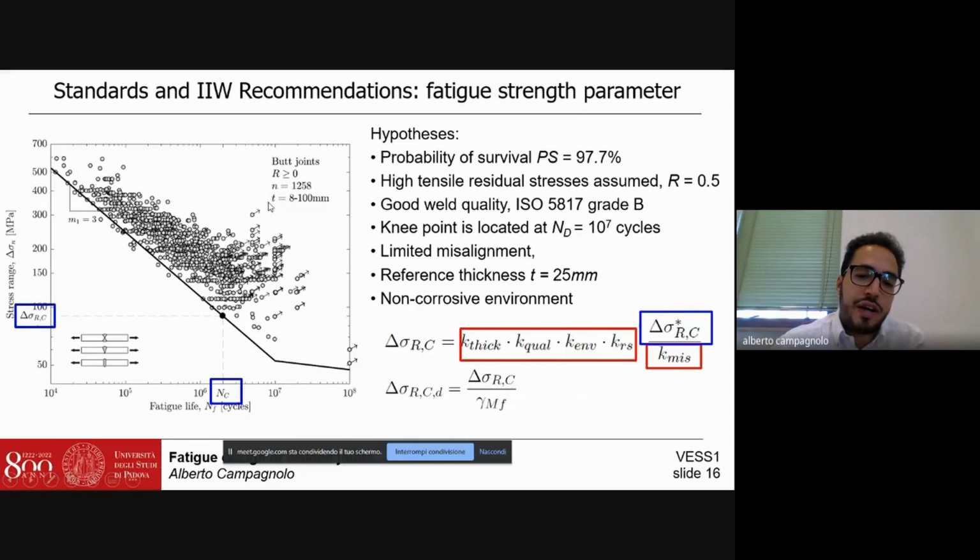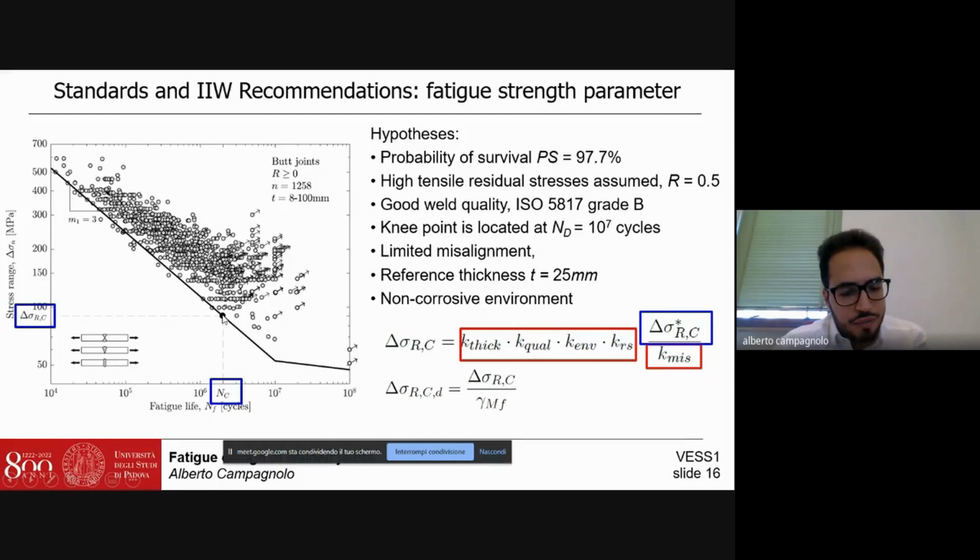For example, the thickness ranging between 8 and 100 millimeters. Typically, the curves are fitted on about 1,000 experimental results. The curves present important parameters. The first one is the fatigue strength category, the fatigue strength value, which is called weld category or FAT class, or fatigue strength of the considered detail.